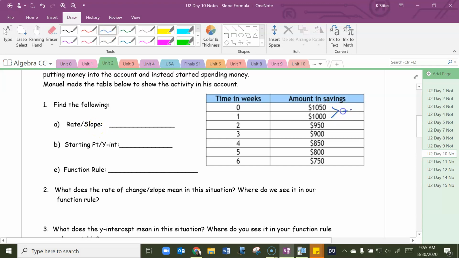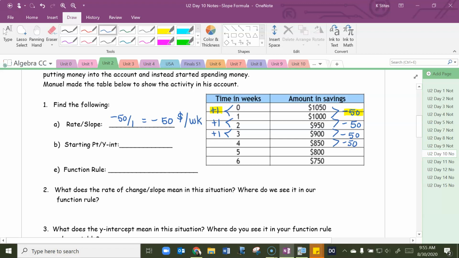What you should notice is that we are dropping by $50, minus 50 for each of these, while weeks are going up by 1. We can see that is constant all the way through. So again, we will do negative 50 over 1, which is just negative 50. And you do need to have units since they were provided here. So this will be amount in savings is dollars per, our time is weeks.